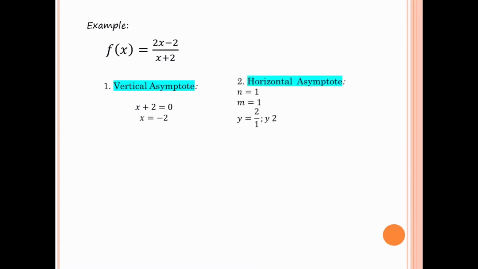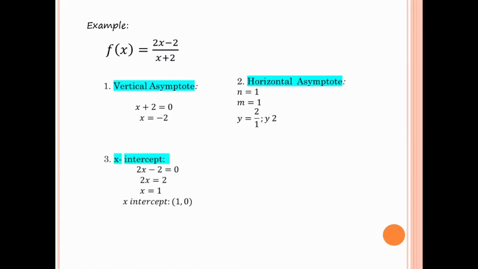Horizontal asymptote: n equals 1, m equals 1. It is n equals 1 because 1 is the highest degree of the numerator. It is m equals 1 because it is the highest degree of the denominator. So, since n equals m, then y equals a over b, where a is equal to 2 and b is equal to 1. So, y equals 2 over 1, which is equal to 2.